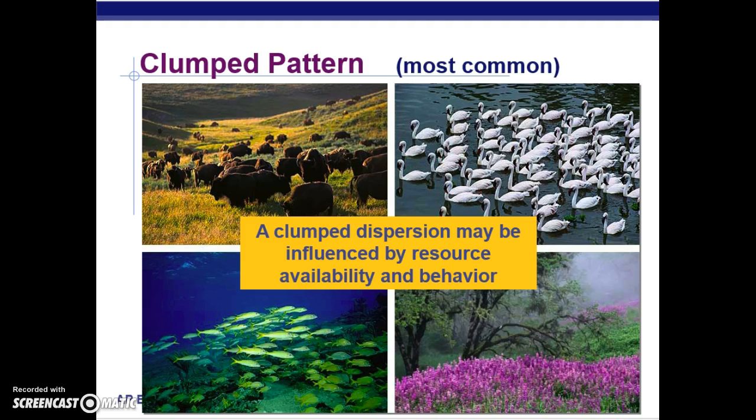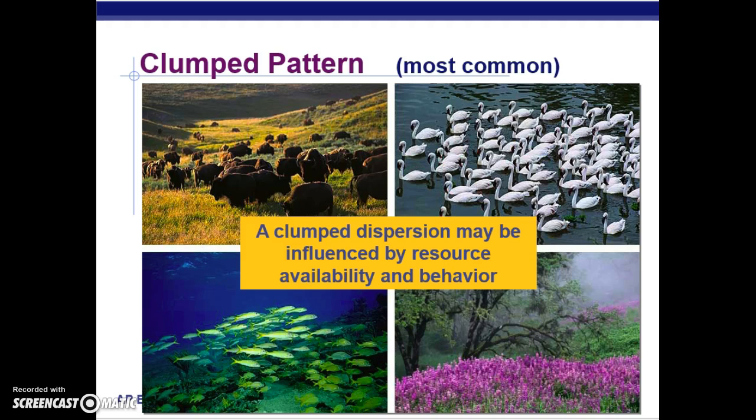The clumping of animals can also be associated with mating behavior. For example, mayflies will swarm in great numbers to increase their chances of mating. And this is important because mayflies survive only 1 or 2 days as reproductive adults. So it's important that they find mates quickly.